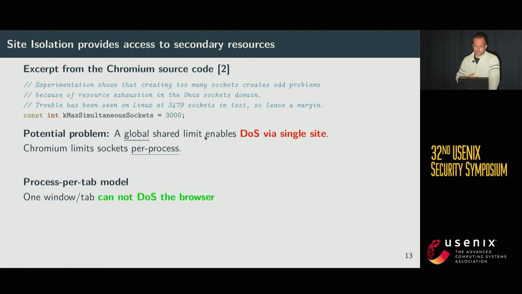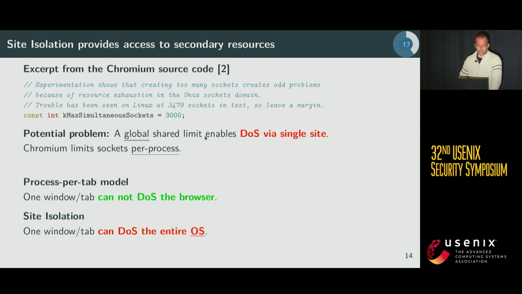And in the old process per tab model, that was advantageous because if an attacker exhausts the entire resource pool in a single tab, other tabs would still remain functional and websites would still be able to operate. With site isolation, however, things changed, and one window or tab can now denial of service the entire operating system simply because an attacker has the power to create arbitrarily many processes and thus exhaust the entire socket pool.